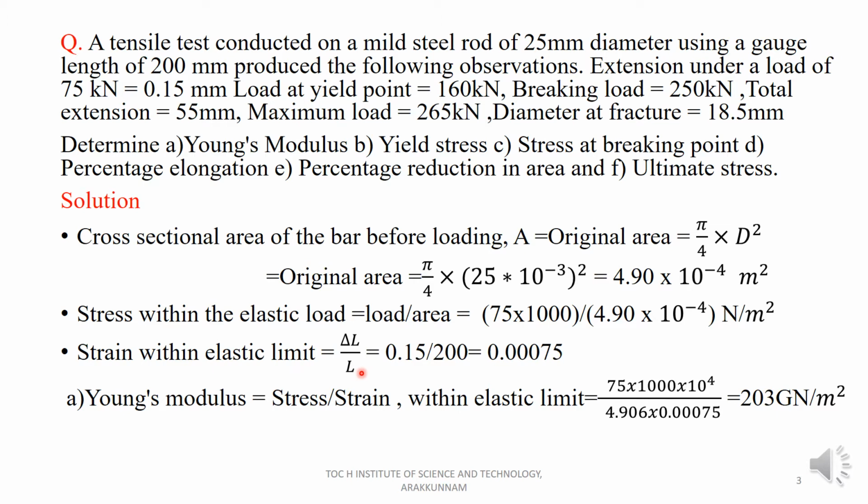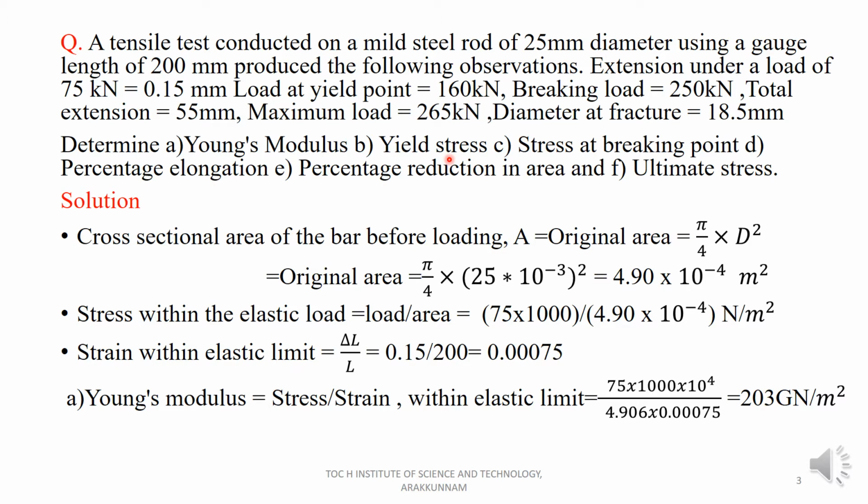And strain is equal to change in length divided by original length. So the general equation for strain is change in dimension divided by original dimension. So strain is equal to 0.15 divided by 200, that's equal to 0.00075 and it is a dimensionless quantity. Now Young's modulus is equal to stress divided by strain and that's equal to 203 giganewton per meter square. Now we have to find the value of yield stress.